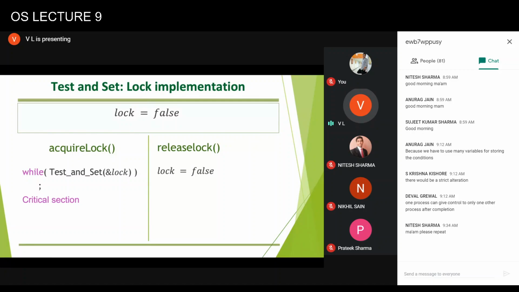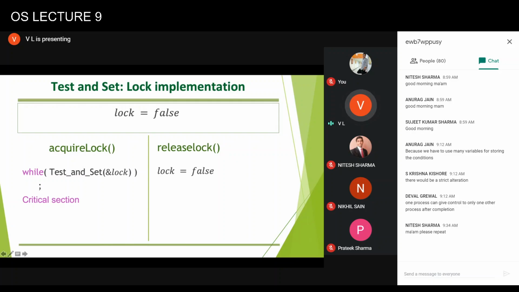But initially, because it is false, let's say multiple processes are trying to get the lock. The very first process which will execute test and set will receive false. Why? Because the lock was false. It will receive false, but at the same time, the lock will be set to true, and this is atomic. So naturally, after the execution of this process, the while condition for this process would be false, and it can continue to do the next thing. So it will not be stuck in the while loop.